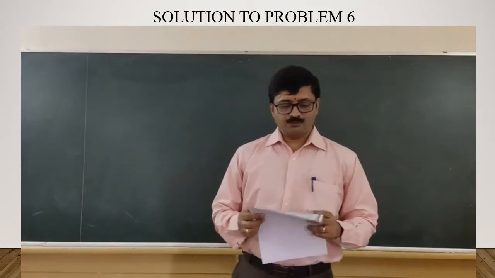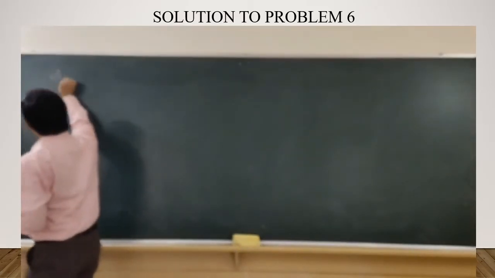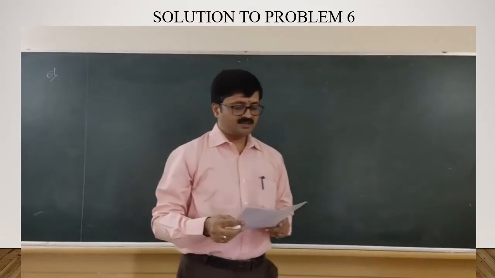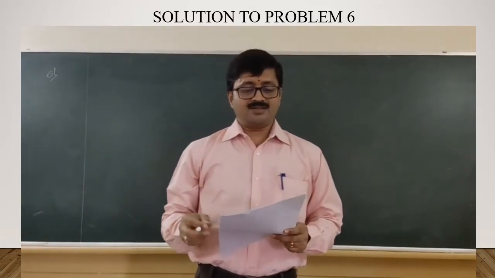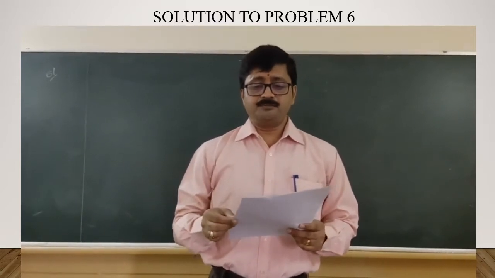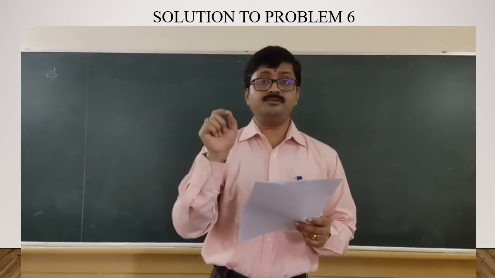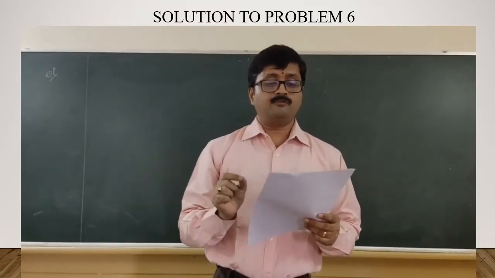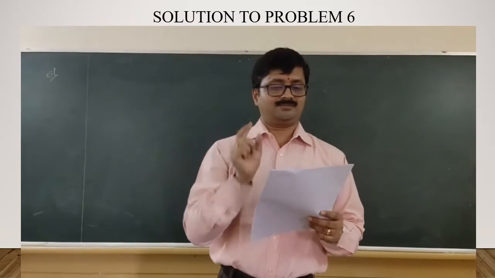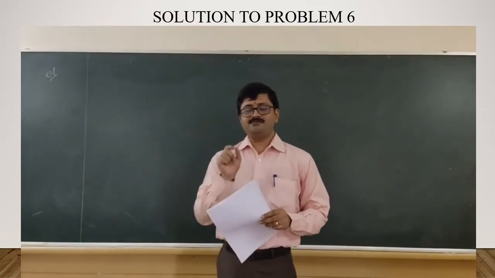Fine. Now let's move on to the sixth problem. It reads: two nichrome wires A and B have the same mass. The thickness of B is twice that of A. If the resistance of A is 16 ohm, find the resistance of B. Okay, so here the problem is very simple.